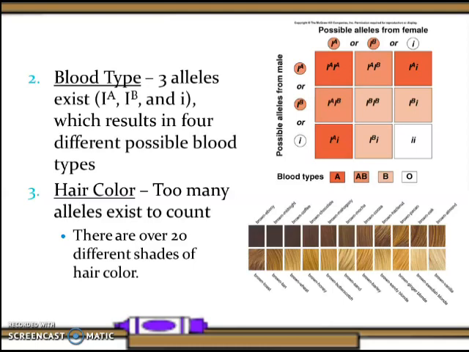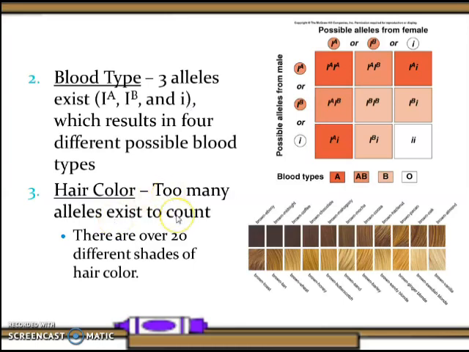Blood type exists as four possible phenotypes or blood groups: A, B, AB, and O. There are three alleles for the gene that determines the blood type: IA, IB, and small i. You can have just two of the three alleles in your genotype, one from the mother and one from the father.